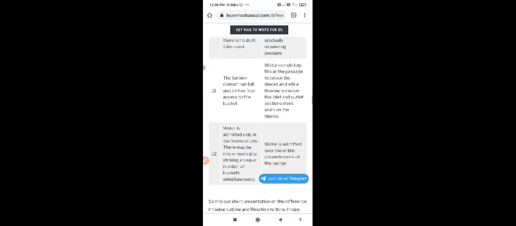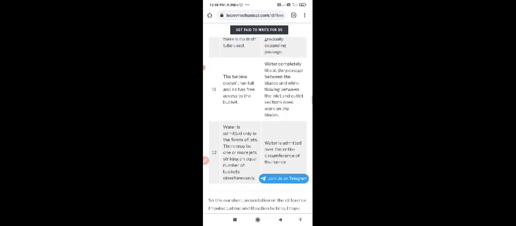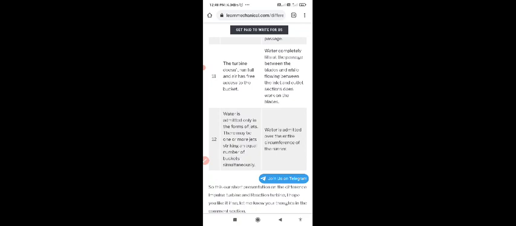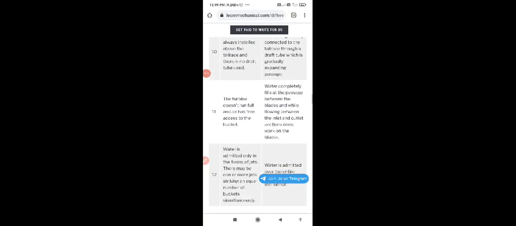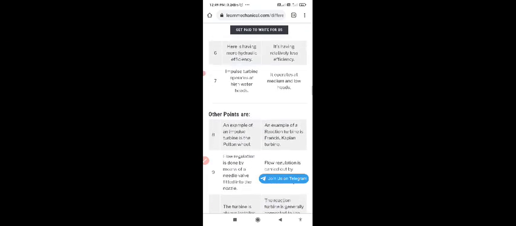And the last, 12th point, in impulse turbine, water is admitted only in the form of jets. There may be one or more jets striking an equal number of buckets simultaneously. In reaction turbine, water is admitted over the entire circumference of the runner. These are the main differences between impulse and reaction turbine.